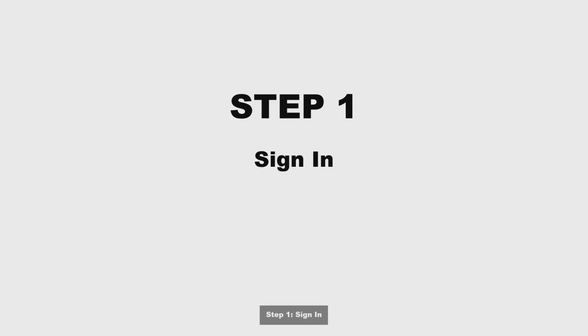Updating your billing address on Amazon is a straightforward process. Follow these steps to ensure your account information is current. Step 1. Sign in. Go to the Amazon website and click on the Sign In button. Enter your email address and password to access your account.